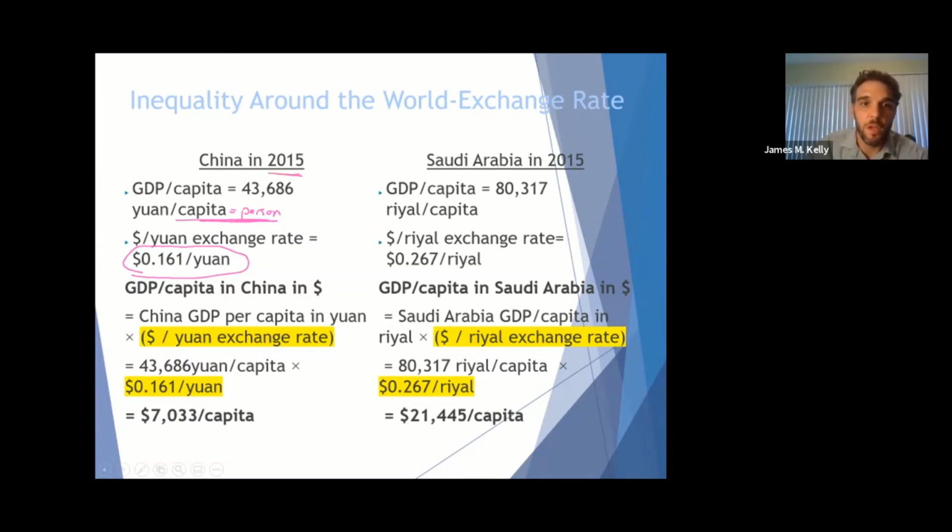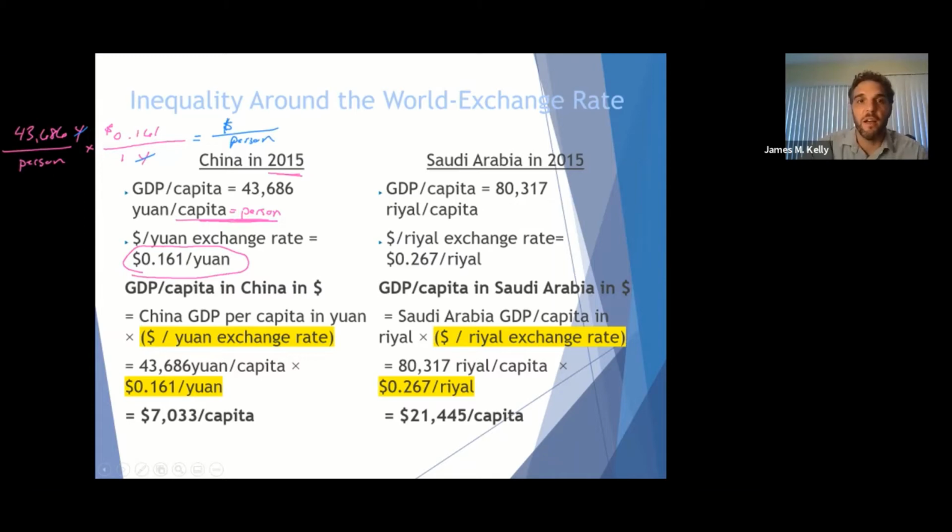Okay. So if we did that, notice what you're doing is you're taking 43,686 yen per person and multiplying that by $0.161 per 1 yen. Okay? Which means that when we calculate this, the yens are going to cancel out, and you're going to be left with something that's measured in dollars per person, which is what we want.